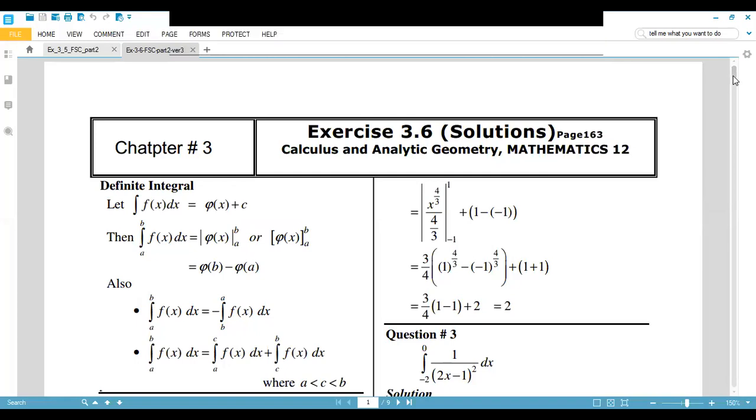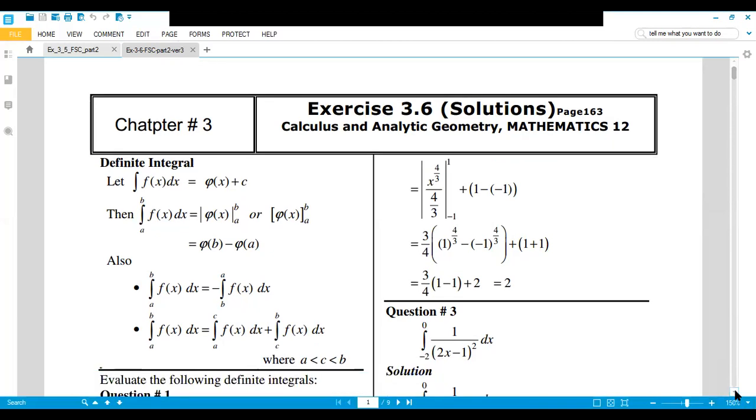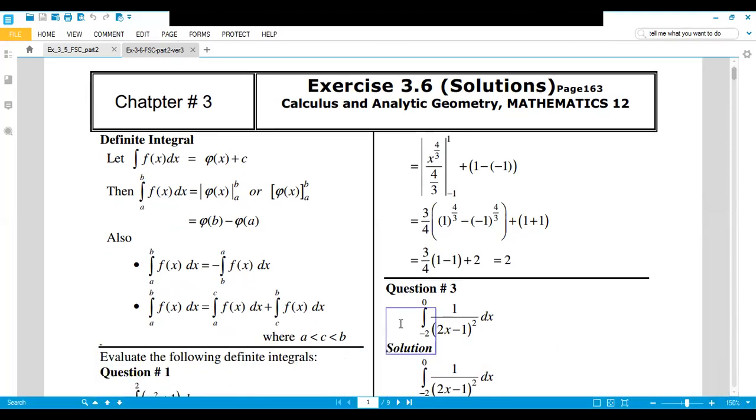Chapter number 3, exercise 3.6. This is a very easy and interesting exercise. Mostly questions come from this exercise. That is definite integral. When you have f of x dx, simply you take the integral plus c. But here you have the lower limit and upper limit, a and b is given. So lower and upper limit is given.